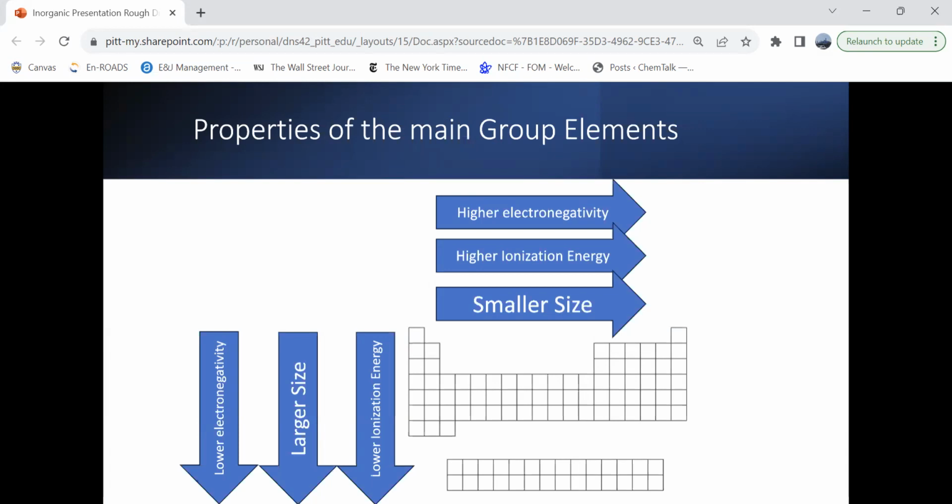While some exceptions exist to these trends, like small increases in size due to new subshell filling or small decreases in ionization energy due to electron-electron repulsion, these trends show a general pattern across most of the elements in the periodic table.